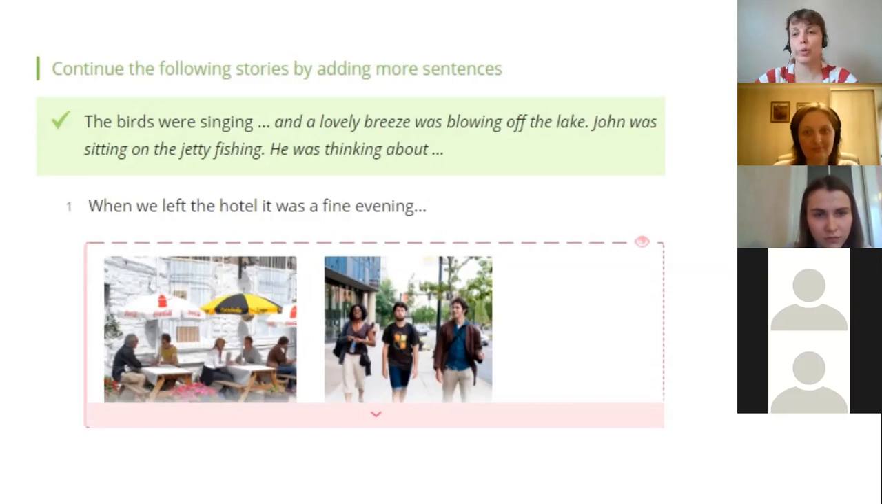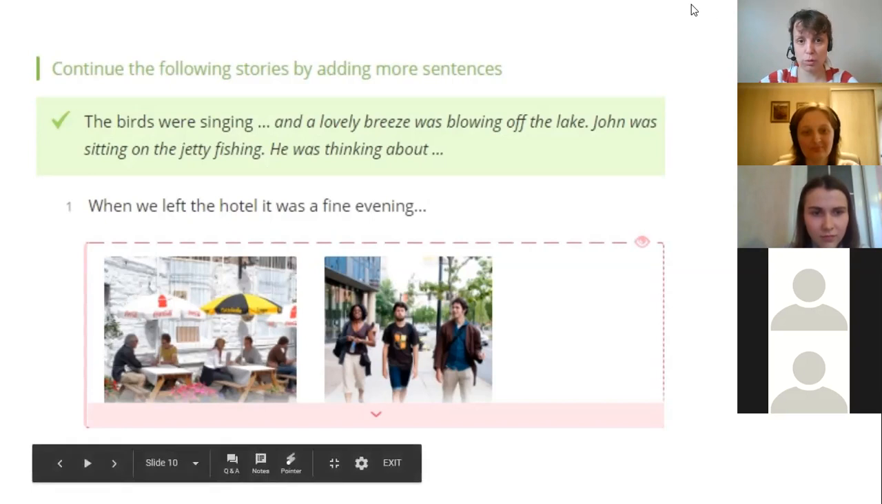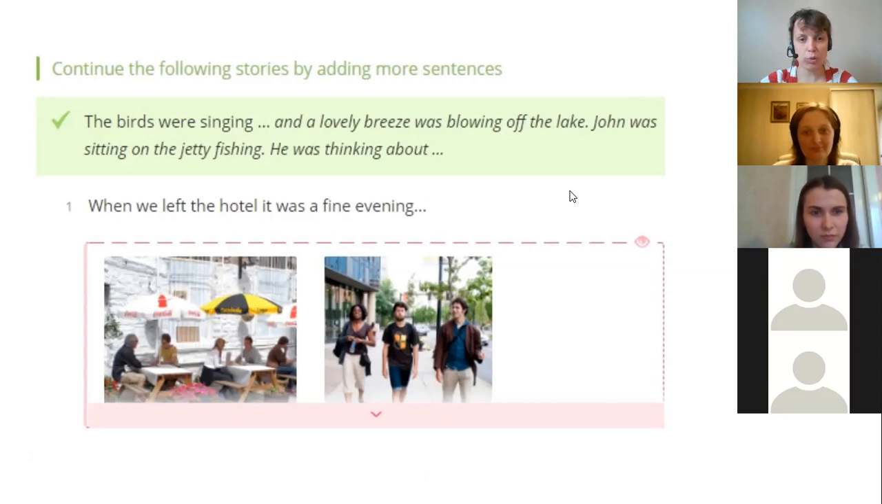It's not really a story, what we have here as a demonstration. It's just the beginning, that we have some sentences, maybe a description of the situation that is going to happen. So what can we do? If we start telling our own story about one of the pictures, it will take a lot. Continue the following stories will be enough, Alisa says.